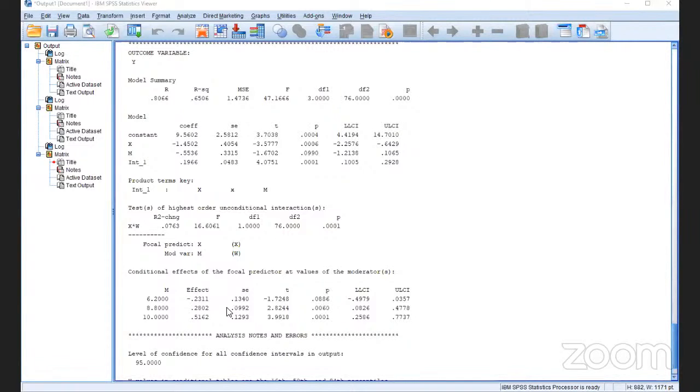I have installed PROCESS. When I am using it, the PROCESS macro is not showing in the output.